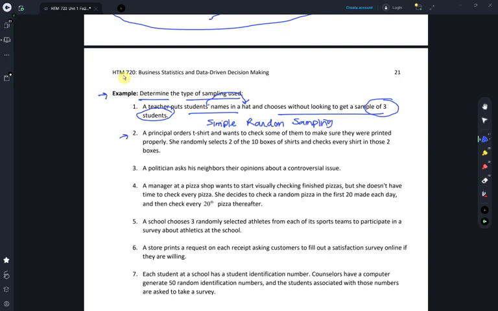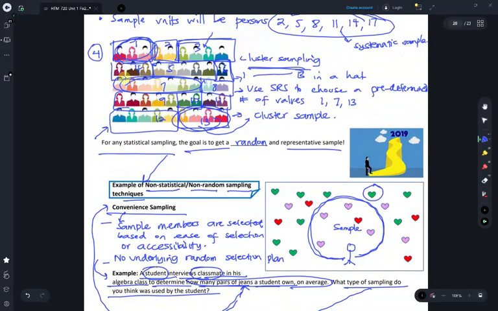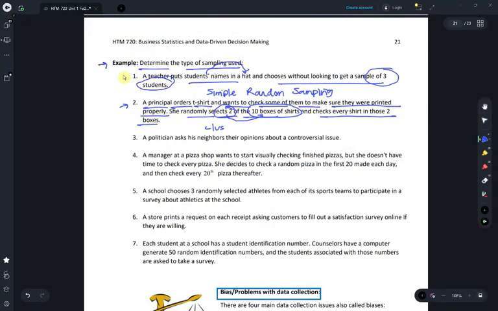Question 2. A principal orders t-shirts and wants to check some of them to make sure they were printed properly. So she randomly selects 2 of the 10 boxes of shirts and checks every shirt in those 2 boxes. So each of the boxes is a cluster, and you have only selected 2 clusters out of 10. That reminds me of these boxes here, these clusters. So this is an example of cluster sampling.